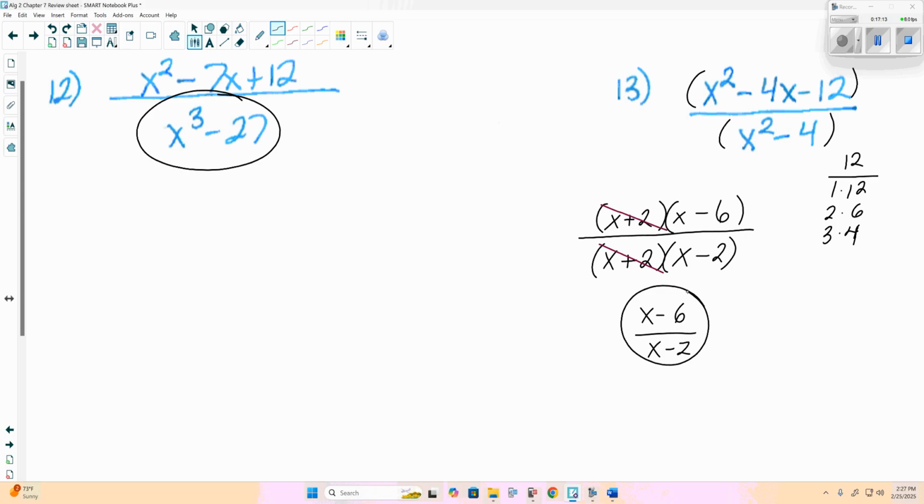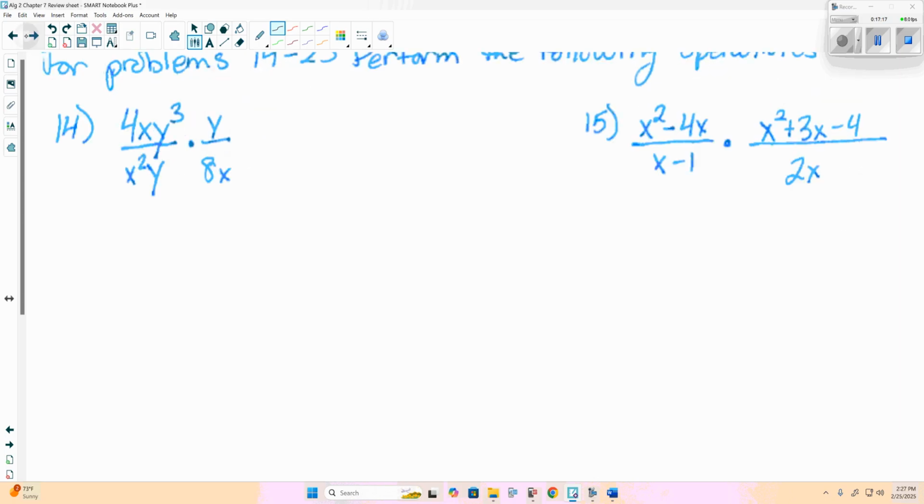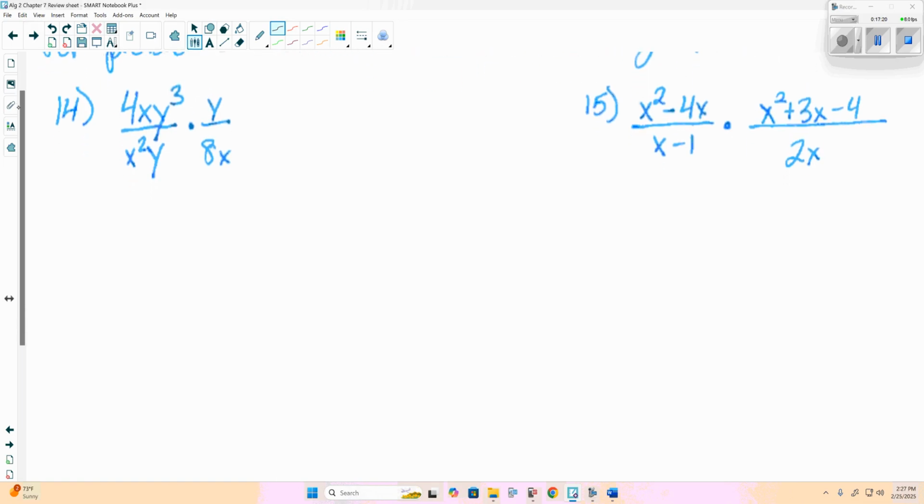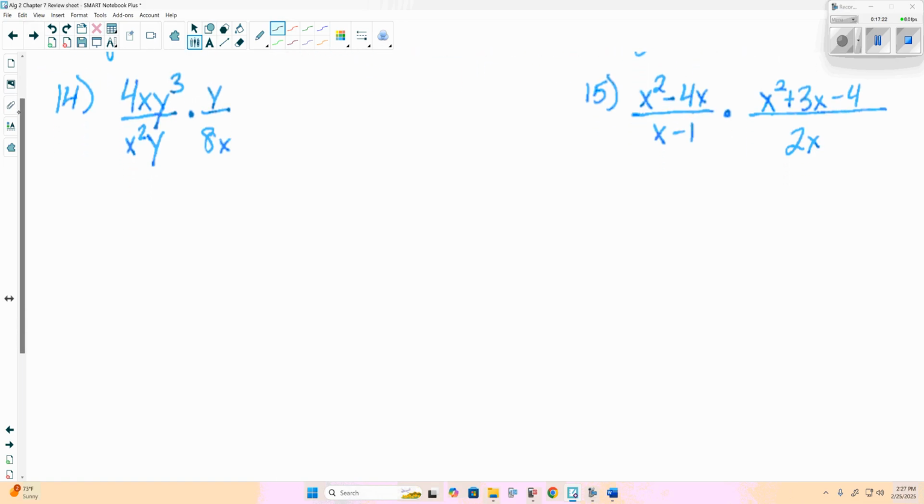Questions on 13? 10, 11, or 13? And most of the simplifying is going to be more about factoring and then canceling out common factors on top and bottom than anything else.